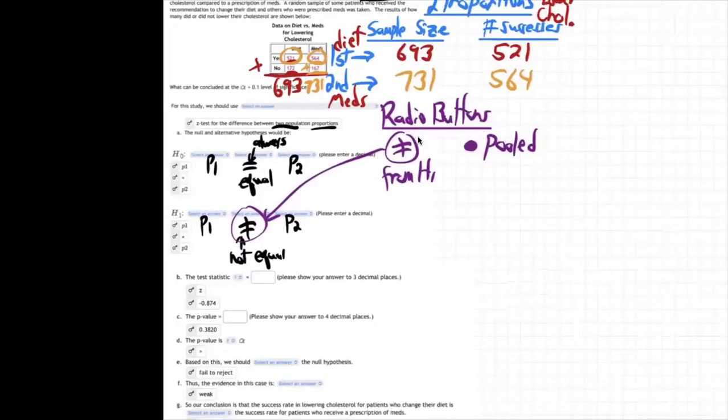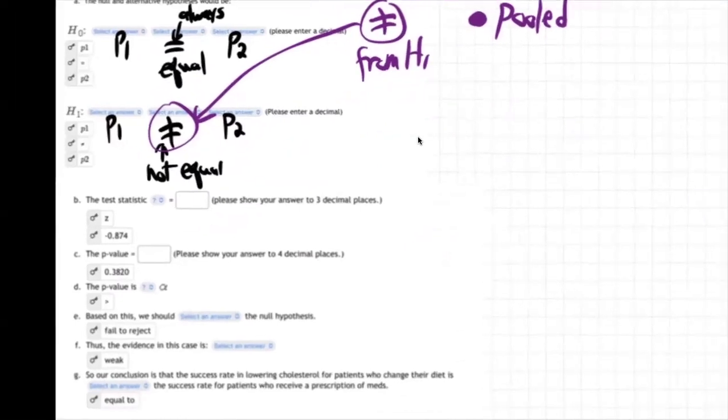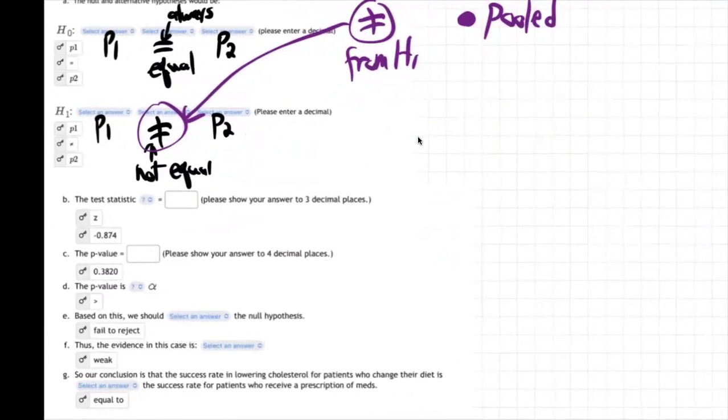All right. So now it's time to draw a conclusion. Does diet work better? Meds? Are they equal, not equal? What's the story? How do we draw our conclusion? Well, remember, it's all about comparing the p-value to the alpha level. That's always the key way to end. So what's the p-value? Well, I've got the p-value right here.